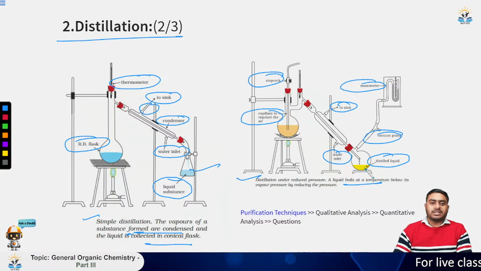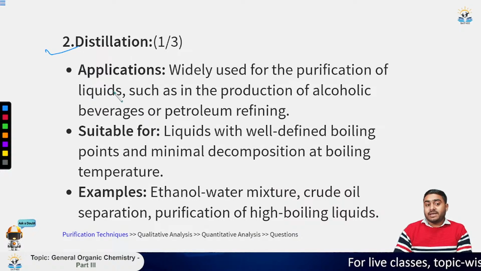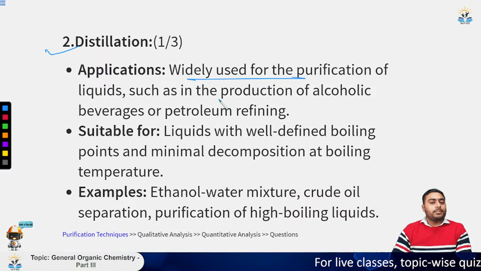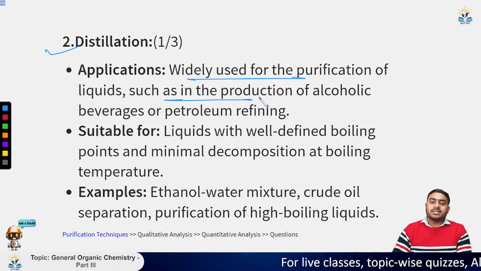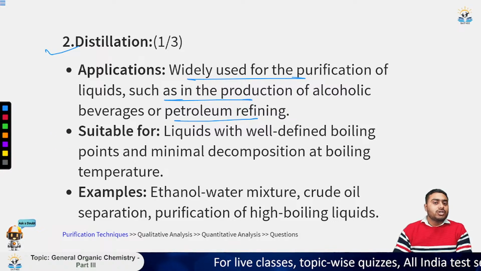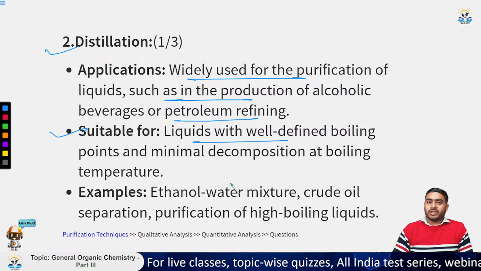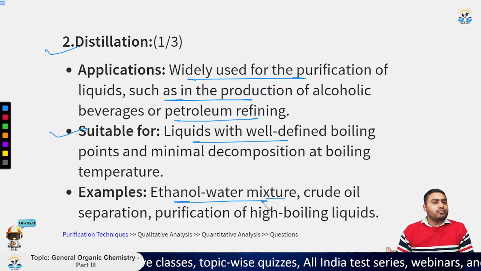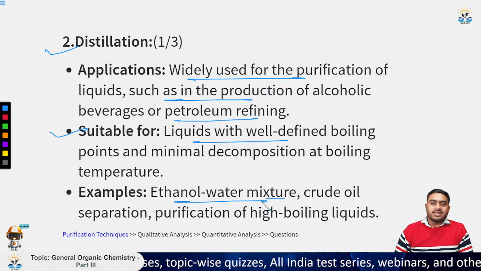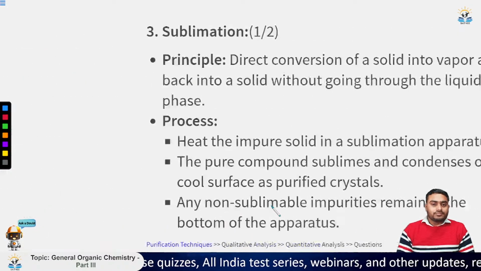By reducing the pressure, that is, these are two diagrams. Next, distillation applications. It is widely used for the purification of liquids, such as in the production of alcoholic beverages or petroleum refining. Very interesting. Suitable for liquids with well defined boiling points and minimum decomposition at boiling temperature. Examples like ethanol water mixture, you can see alcoholic beverages, crude oil separation, purification of high boiling liquids, right?